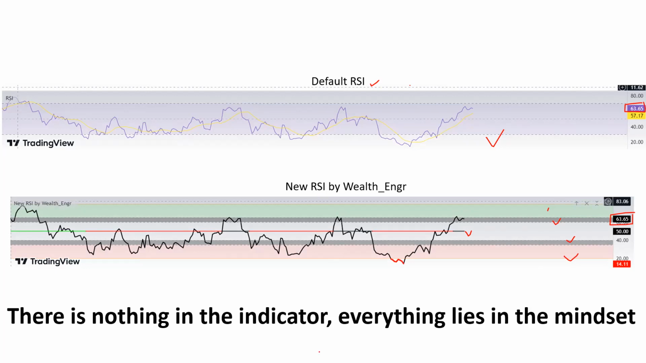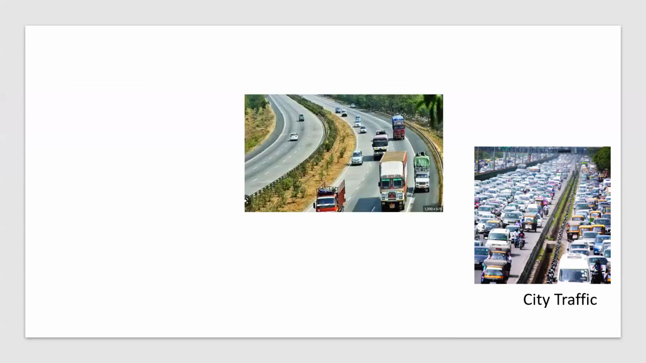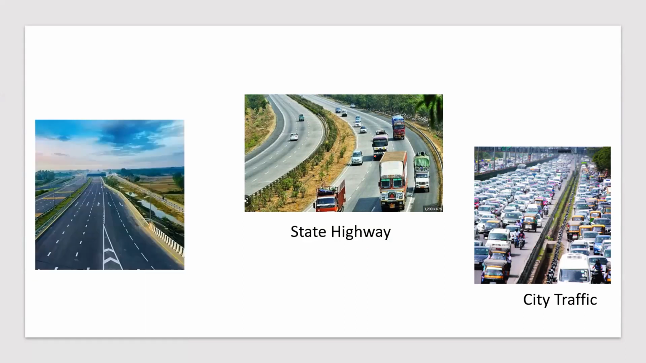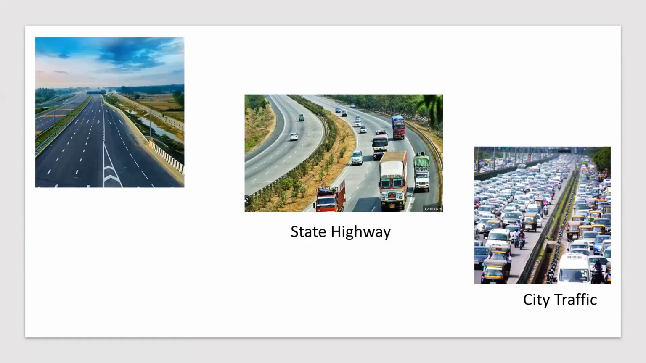Right. So this is city traffic. You know how to move over here. Here your average speed will be very low, and the time taken to travel from point A to point B will be high. This is city traffic and this is a state highway. Compared to this one, this is far better. You will have a good amount of speed, and you can reach from point A to point B in a very quick manner. And this is an expressway.